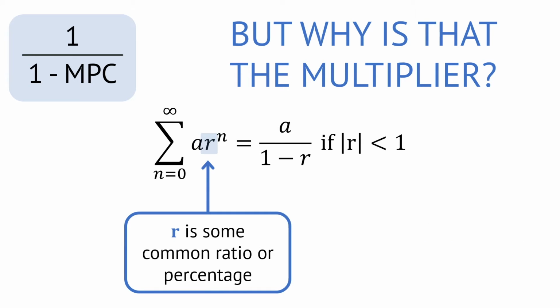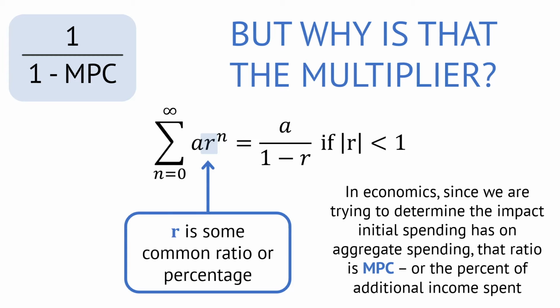As you know, with the spending multiplier, we need that MPC. The MPC is going to go in there where our R is, because R is some common ratio or percentage. Every time that spending is, in a sense, respent, it's not all of it being respent, but some percentage. And that percentage is the marginal propensity to consume, our MPC. So R in this formula is going to be our marginal propensity to consume, or our MPC.